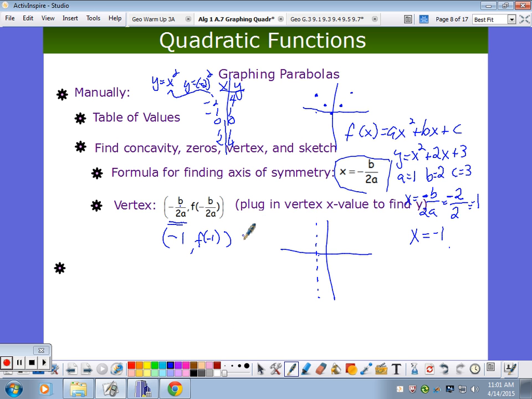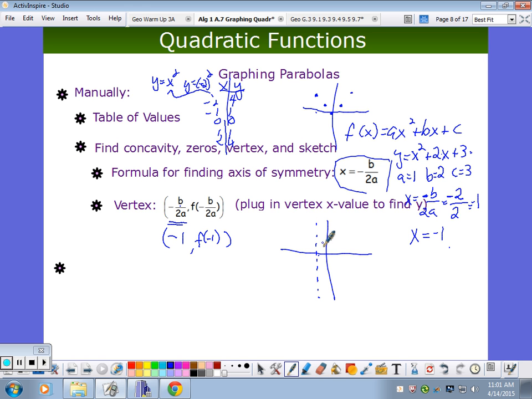x is negative 1. You're going to plug a negative 1 here. If you know the x value, how do you find the y value? Just plug it in. So this is a fancy way of saying, once you know your axis of symmetry is negative 1, plug it in to get the y value, and that's your vertex.